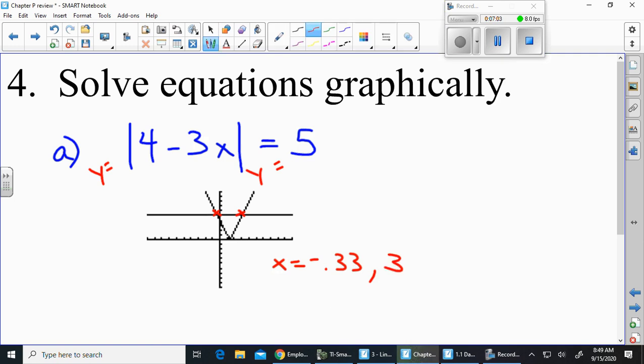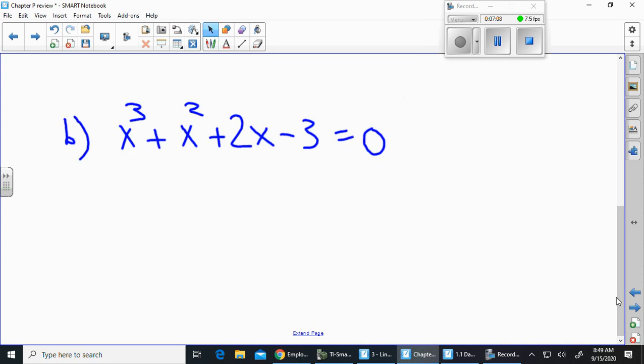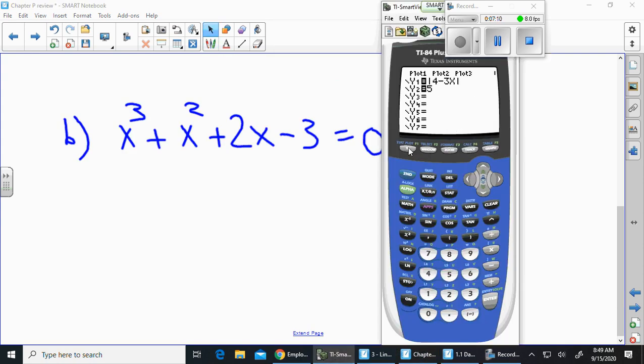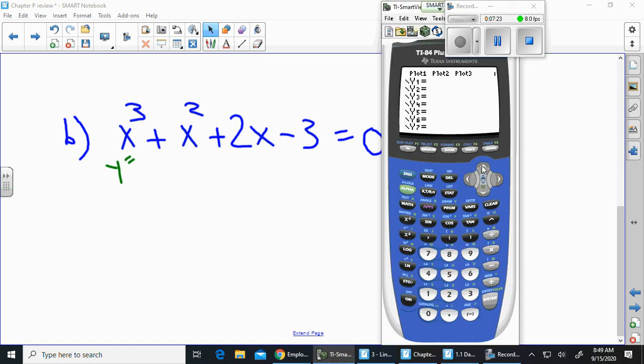So x equals 3. If I gave you this one, same thing, I'm not doing any algebra, but now I'm going to do zeros. So where does it equal 0? So I just have one y equals. I'm going to put in x to the 3rd plus x squared plus 2x minus 3. I'm going to graph it.